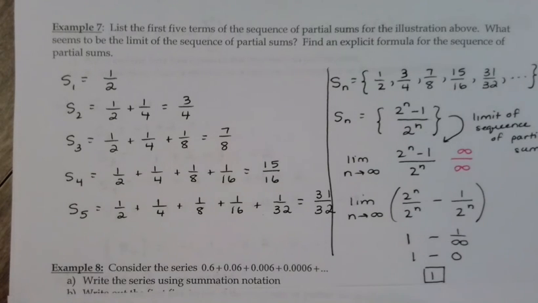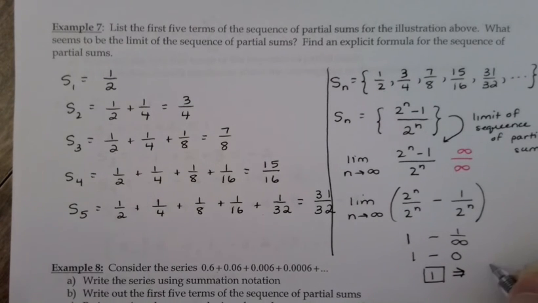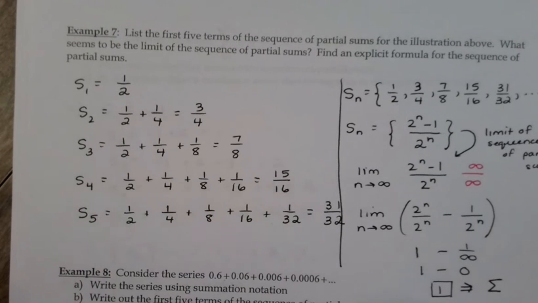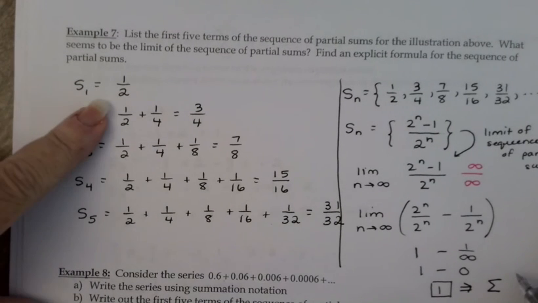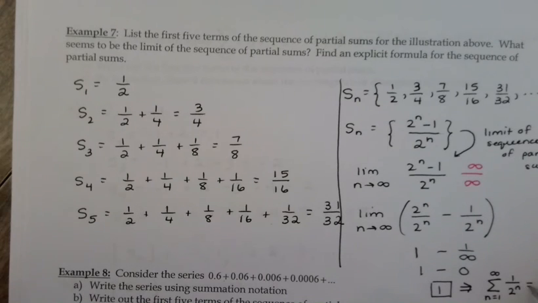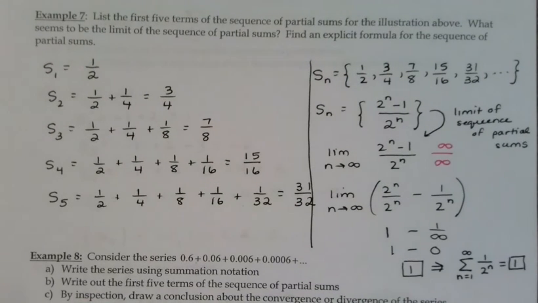Since the sequence of partial sums converges to 1, this tells me that the series sum of 1 over 2 to the n, as n goes from 1 to infinity, also converges to 1. If the sequence of partial sums converges, then the series also converges. And to the same value, which is pretty awesome.